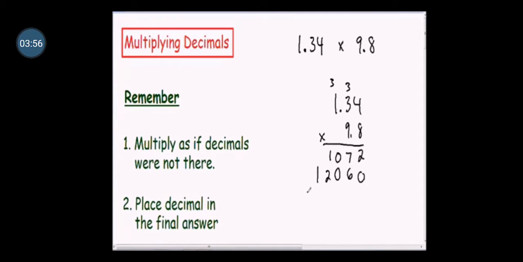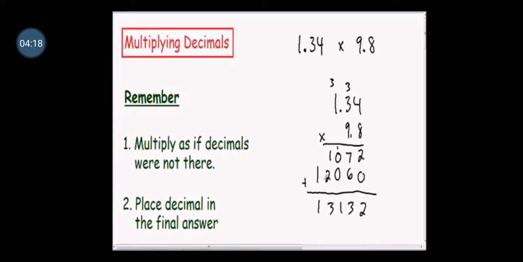Now we have to add. 2 plus 0 is 2. 7 plus 6 is 13. 3 will be here. 1 will be carry forward. 1 plus 0 is 1. 1 plus 2 is 3. And 1 will come down.